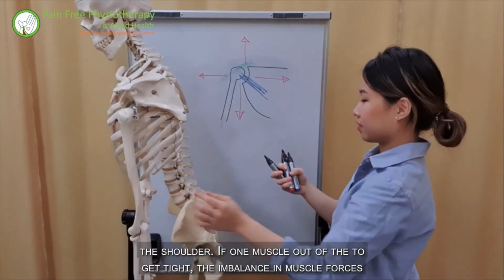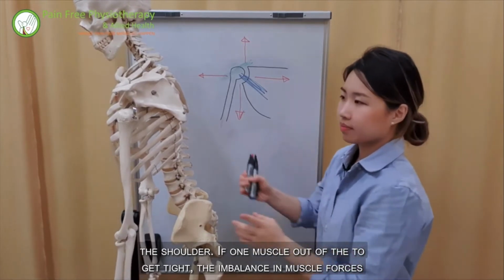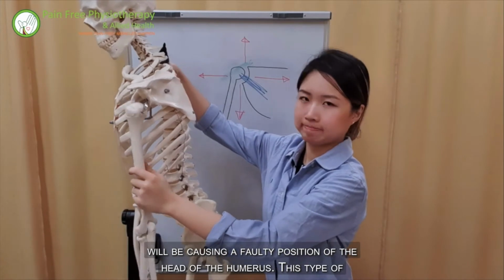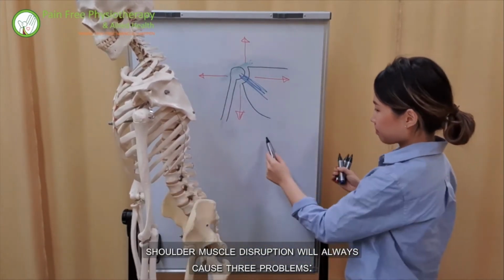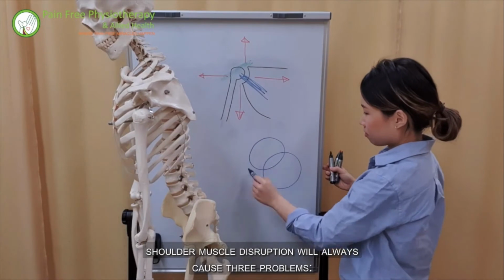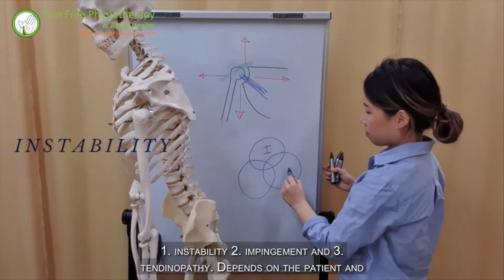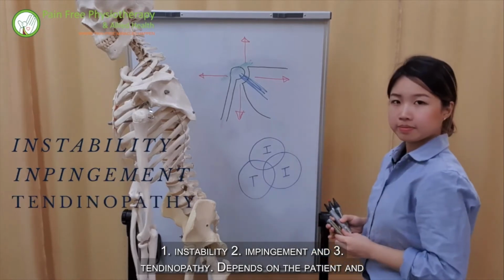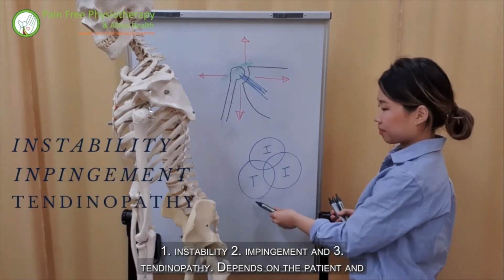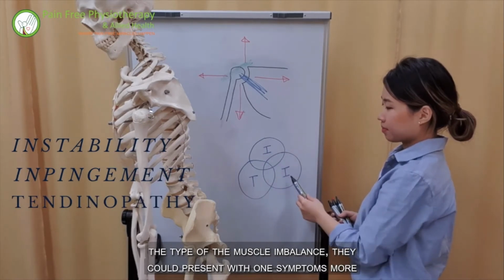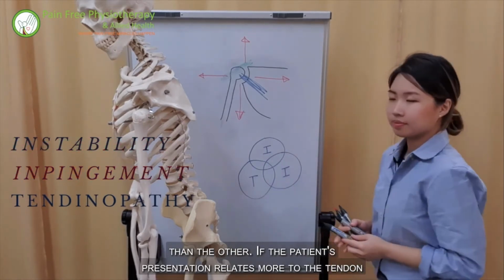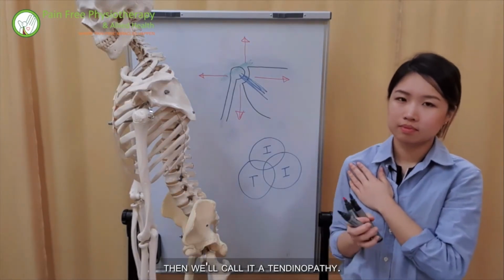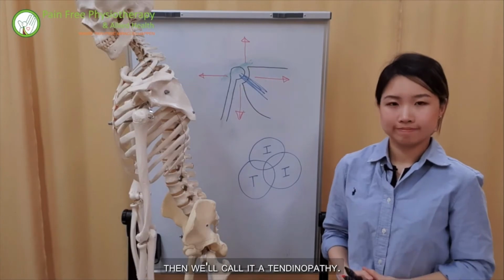If one muscle out of the two gets tight, the imbalance in muscle forces will cause a faulty position of the head of the humerus. This type of shoulder muscle disruption will always cause three problems: 1. Instability, 2. Impingement, and 3. Tendinopathy. Depending on the patient and the type of muscle imbalance, they could present with one symptom more than the other. If the patient's presentation relates more to the tendon, then we'll call it a tendinopathy.